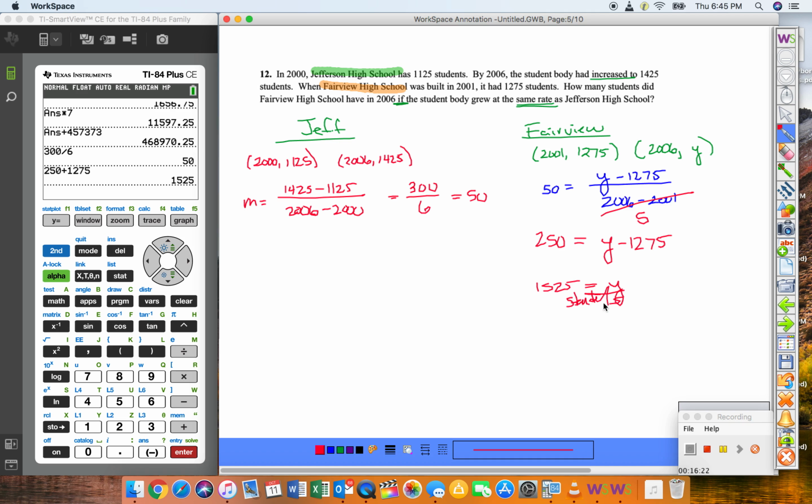That says students. So if Fairview grew by the same rate. So again, you could figure that out kind of different ways. It's like, well, if it's going up by 50 students a year and it's 5 years, that means it goes up by 250 students, and then you just add that to the previous total. That's exactly what we did, you know? We just did it with algebra.